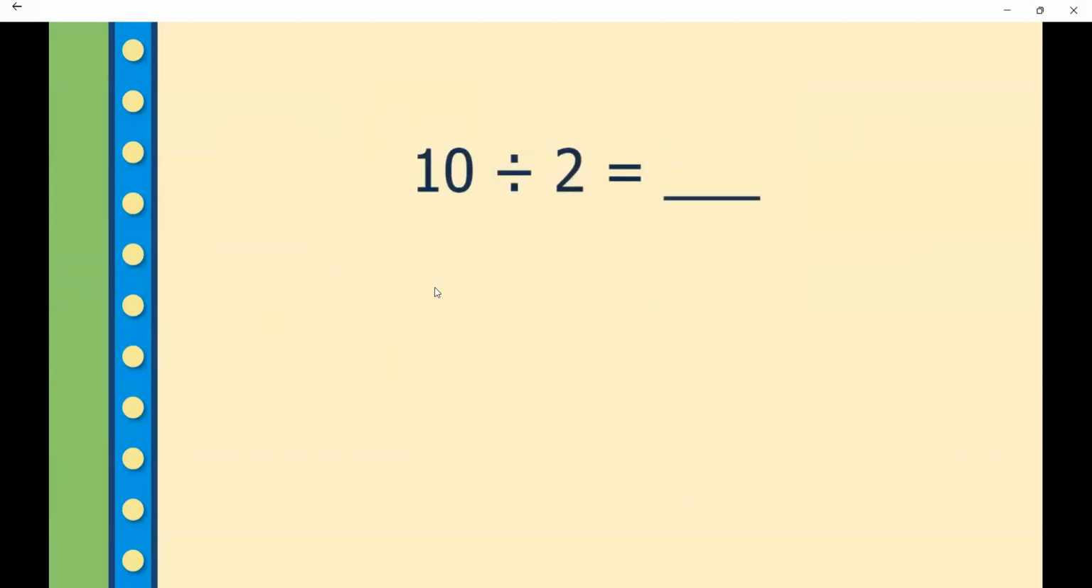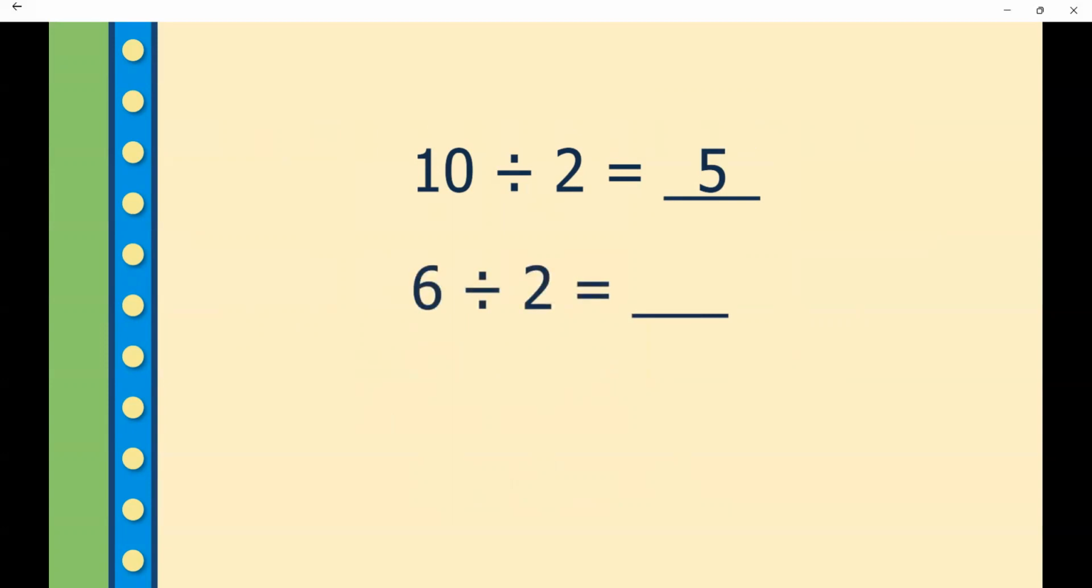Okay. Now we have 10 divided by 2. If I were to have 10 blocks out and divide them into groups of 2, I would end up with 5 groups. If you want to take some of those blocks and try that problem yourself, make sure you do that. You've got to make sure you understand this, okay?